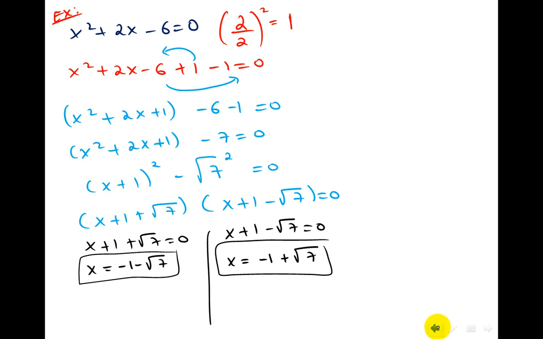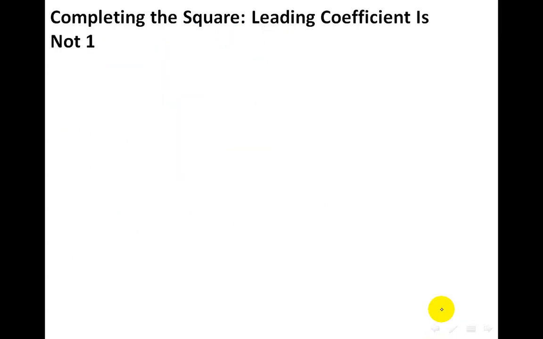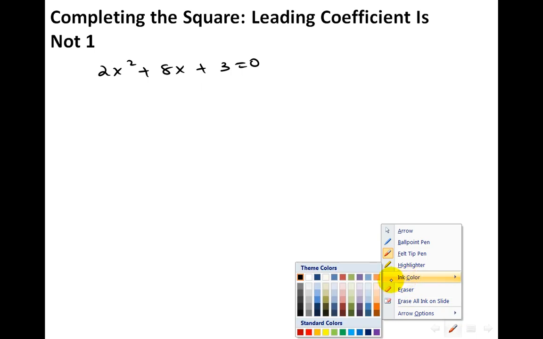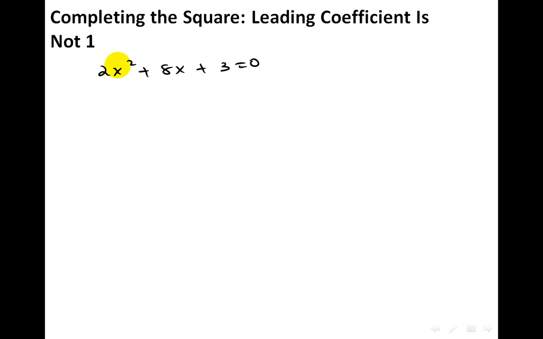Okay, good. Now let's see one last example, but this one will be a little bit different because the leading coefficient is not 1 here. So let's see. So the leading coefficient is here 2. So to get rid of this 2, I want the leading coefficient to be 1. So divide everything here by 2. Divide everything by 2. This will be just x squared.